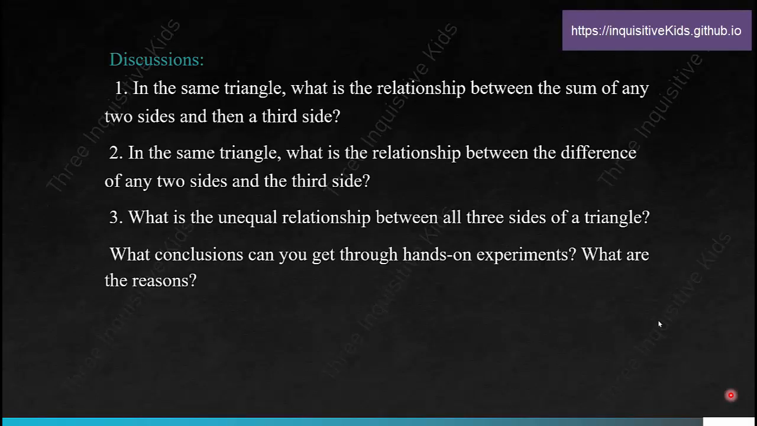So let's discuss. 1. In the same triangle, what is the relationship between the sum of any 2 sides and a third side? 2. In the same triangle, what is the relationship between the difference of any 2 sides and the third side? And 3. What is the unequal relationship between all 3 sides of a triangle? What conclusions can you get through the hands-on experiments? What are the reasons?